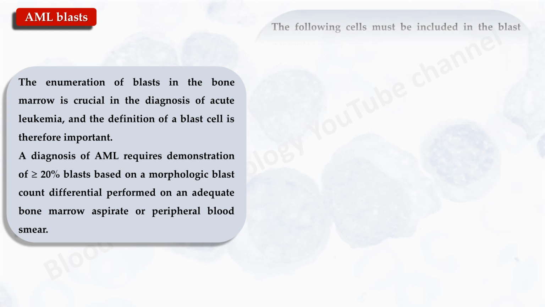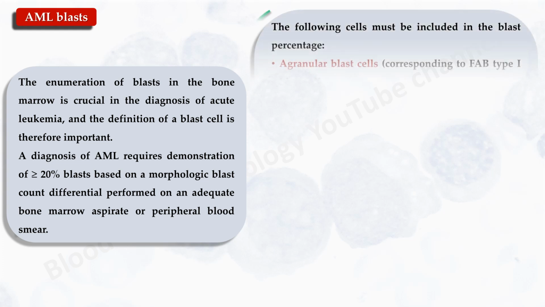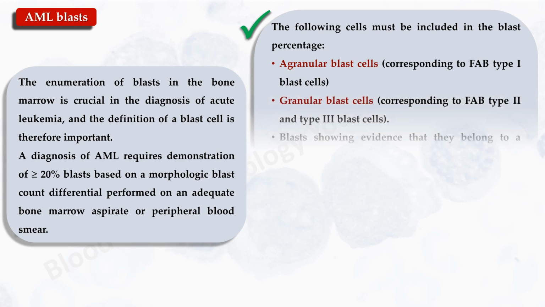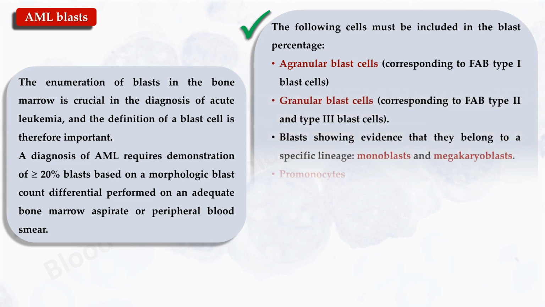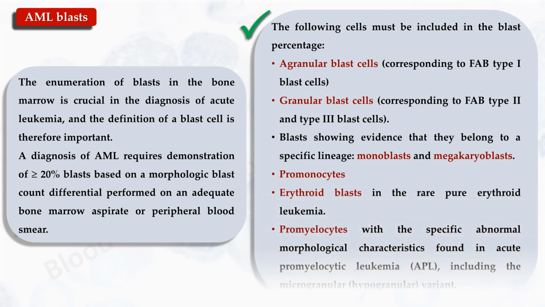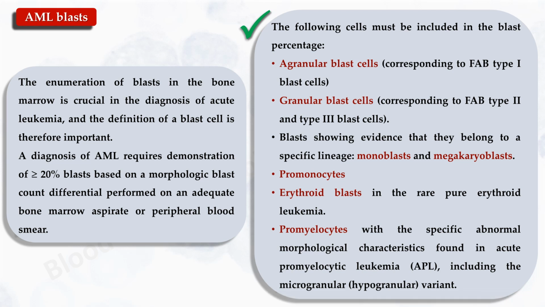The following cells must be included in the blast percentage. Agranular and granular blast cells. Blast cells showing evidence that they belong to a specific lineage, such as monoblast and megakaryoblast. Promonocytes. Erythroid blasts in the rare pure erythroid leukemia, and promyelocytes with the specific abnormal morphological characteristics found in acute promyelocytic leukemia, including the microgranular variant.